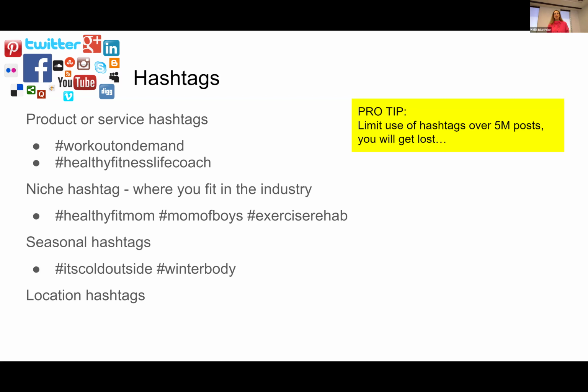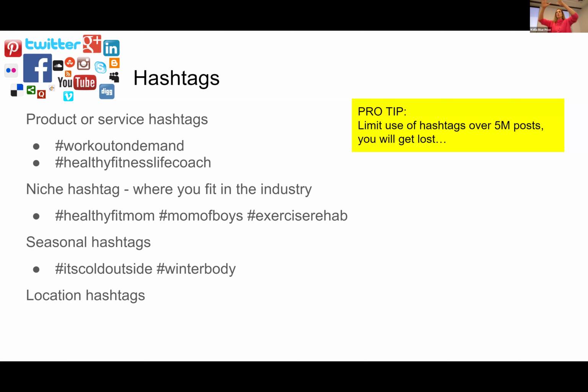Pro tip, limit use of hashtags over 5 million posts. So if the hashtag has over 5 million posts, your one post is going to get lost in the sea of posts. Ideally, you want to have things that have a reasonable amount of posts, maybe 100,000 to 250,000 tags, you're less likely to get lost in the sea of posting. Does that make sense?